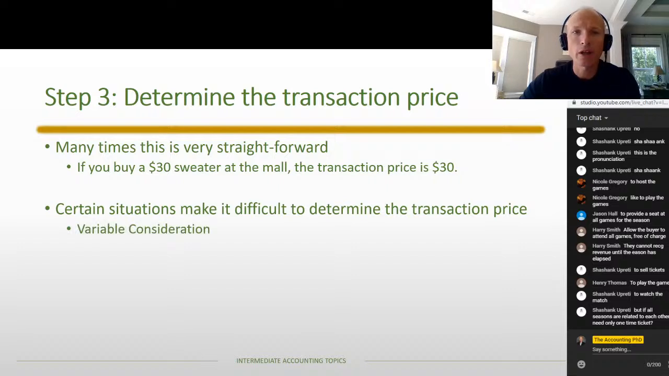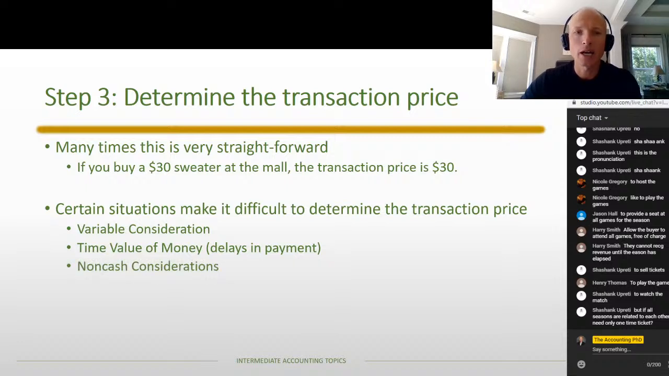There are several that are highlighted in the book. We're going to walk through each one. One is where there's variable consideration. The other is if there's a delay in payment where you need to apply the time value of money. And then the other one is if there are non-cash considerations. In other words, if there's an exchange of goods and services, but where cash is not part of the transaction. Each of these things can make it more difficult to determine the transaction price. We're going to walk through each one. And also, of course, if there's consideration paid or payable to the customer.